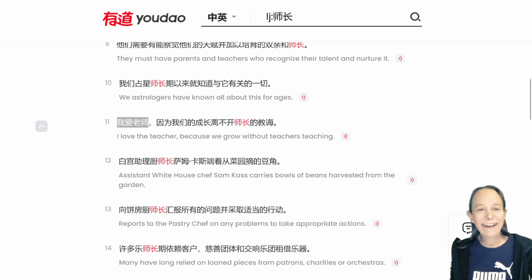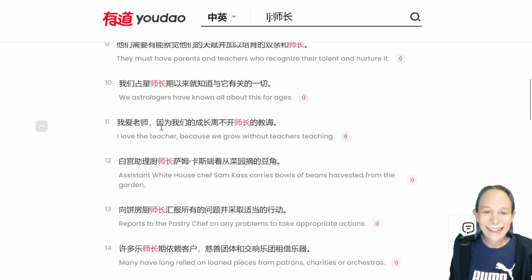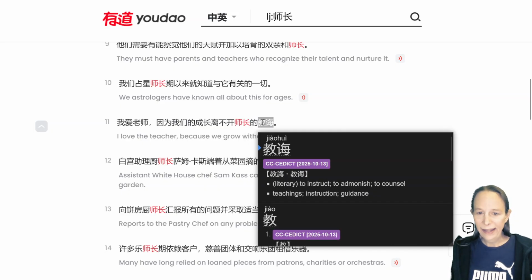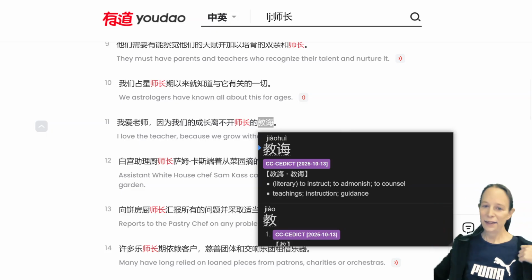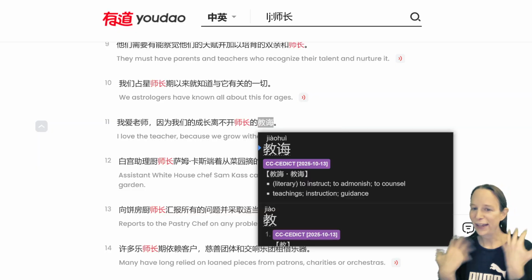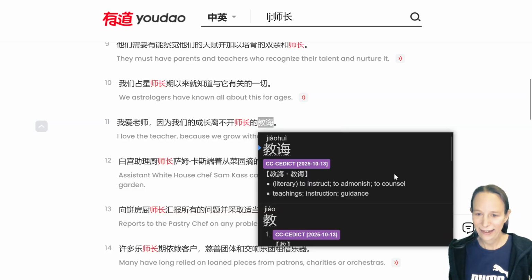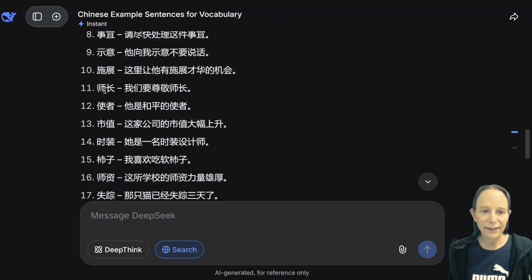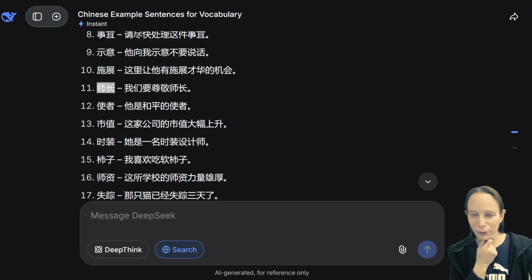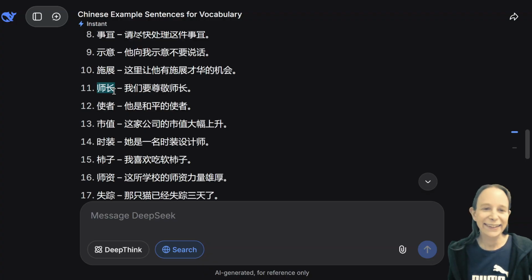我爱老师，因为我们的成长离不开师长的教诲. This is like lessons. It's kind of like the lessons you get through education and so on, right? Teachings. Yeah, teachings is a good one. All right. So it sounds a bit formal and almost like, what's the word? It's patriotic, but patriotic towards teachers. Teacher-otic. I don't know. All right.